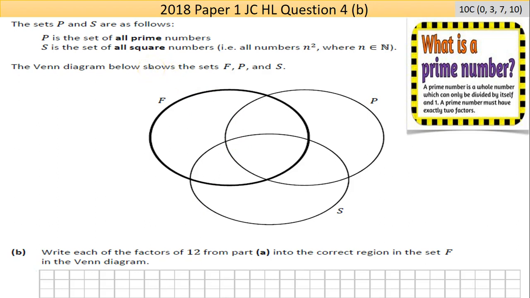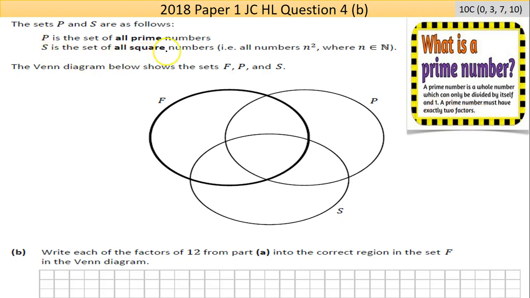Now the next part, part B, is saying that sets P and S are as follows. P is the set of all prime numbers. So a prime number, I have a definition here. It's a whole number which can only be divided by itself and 1. A prime number must have only two factors. That's part of the definition.